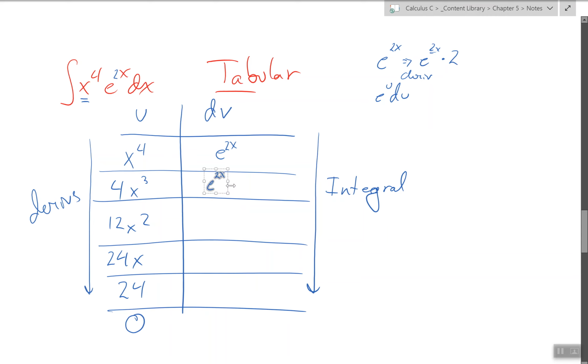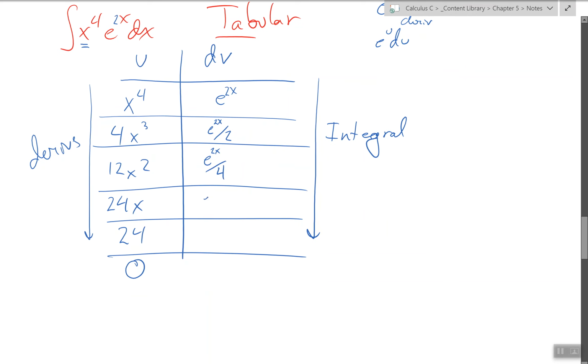Anytime that there is a multiple on the inside, if it's a composition like this, we're going to be dividing by that number. So this is dividing by 2. And we will keep dividing by an additional 2 every time we take the integral. So the next integral would be e to the 2x divided by now 4. We're multiplying that denominator by 2 every time. We're putting another 2 on the bottom. So the next one would be e to the 2x all over 8, and then e to the 2x over 16, and then e to the 2x all over 32.